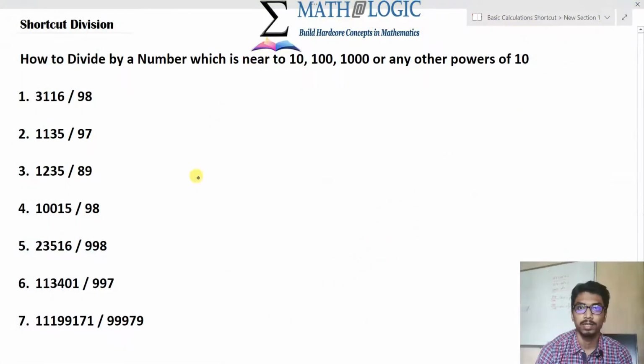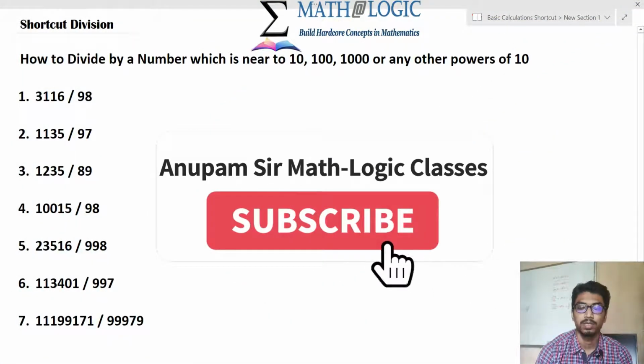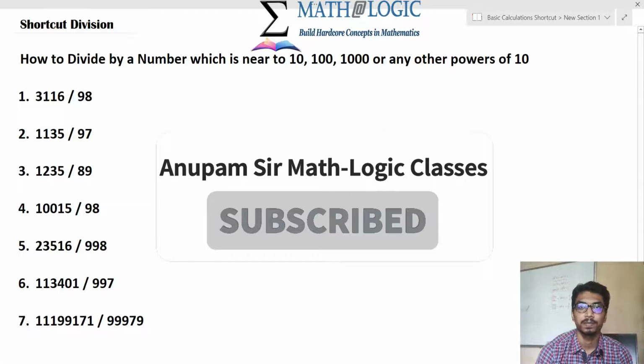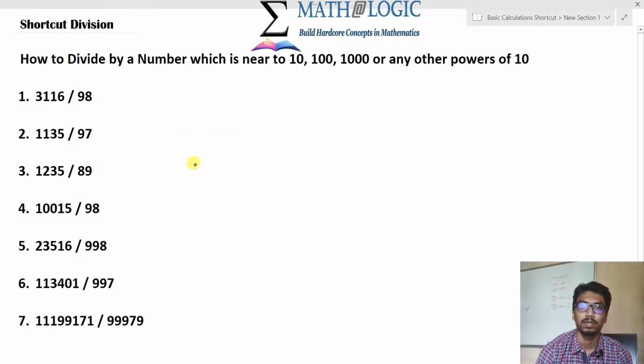Shortcut method to divide a number by any number which is near about 10, 100, 1000, 10,000 or any powers of 10. Okay. So see the technique how we will do the division. So the first question is 3116. It is to be divided by 98.